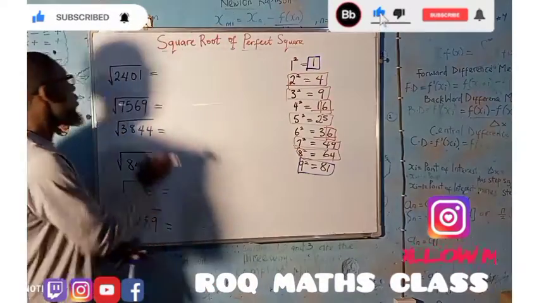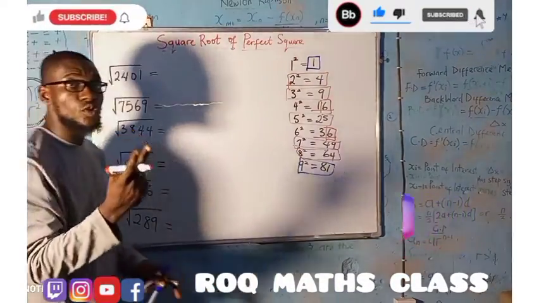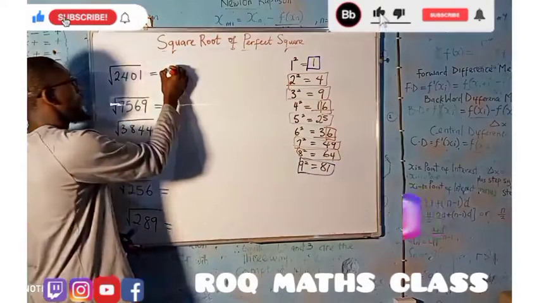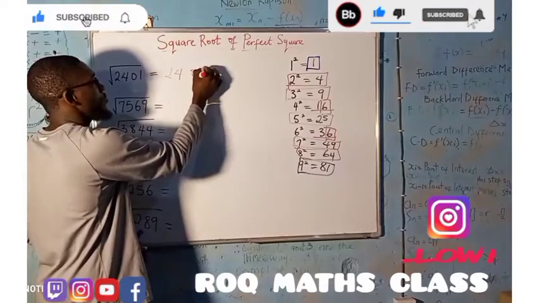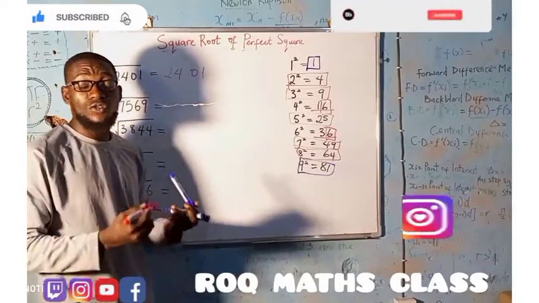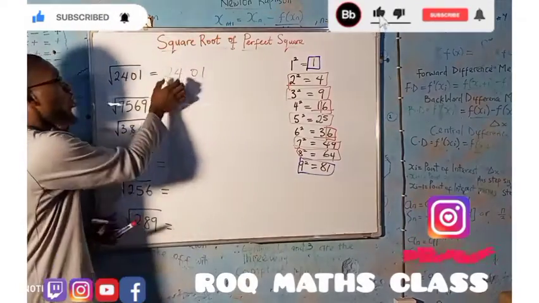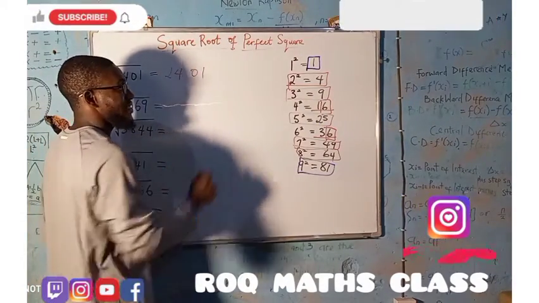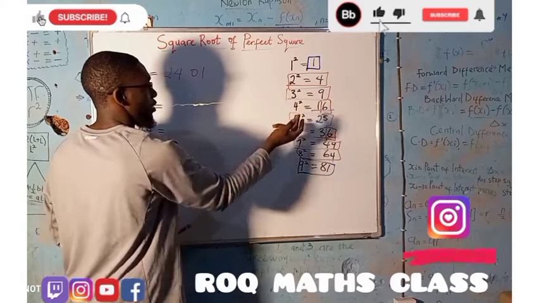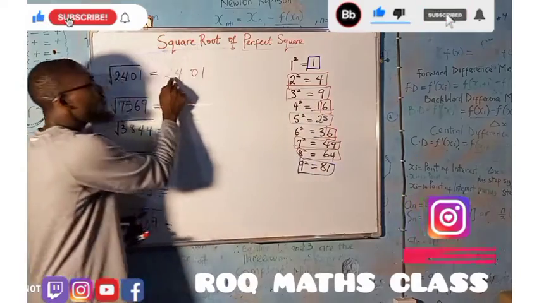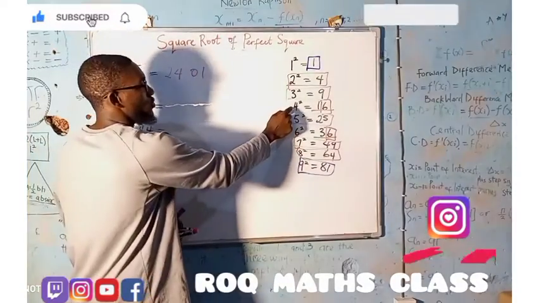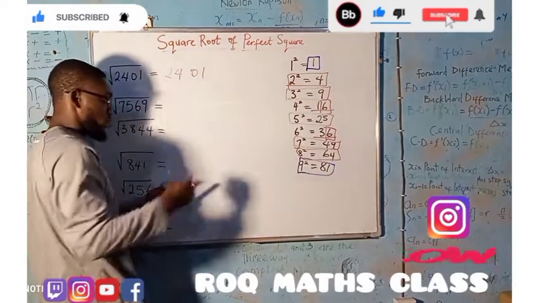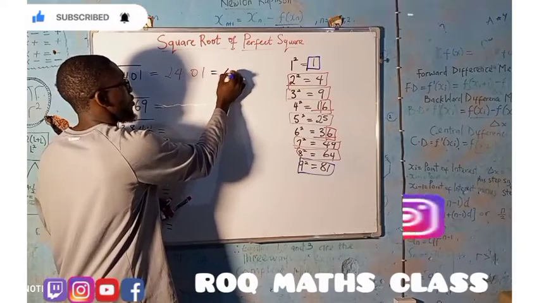Before you can find this out, you have to break the number into 2 parts. It's very easy. We have 24 and 01. So how are you going to do this? Take 24. Which perfect square is closer to this 24? I know that 4 times 4 is 16, and 5 times 5 is 25. 25 is greater than this, but 4 times 4 is 16. So my first digit is 4.